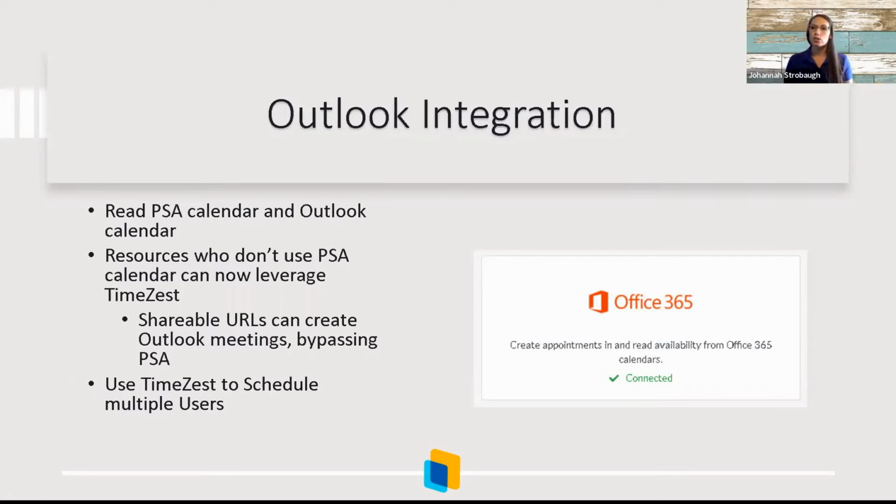So what it allows you to do is to read both your PSA calendar and Outlook to make sure there are no conflicting appointments. It also allows resources who don't primarily work out of the PSA to use TimeZest to schedule their appointments. And it allows a resource who works primarily out of Outlook and one who uses the PSA calendar to both be on the same meeting using panel scheduling. So it's pretty powerful, and we want to make sure you guys know exactly how you can use it.